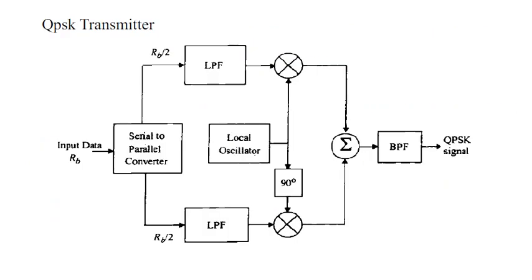In the QPSK transmitter, the input data at rate Rb is given to a serial to parallel converter. The input data is separated into streams of rate Rb divided by 2, then sent to low pass filters. Each filtered signal is multiplied by the local oscillator, one with a 90 degree phase shift, then summed to give the BPSK outputs, and the band pass filter then outputs only the original QPSK signal.